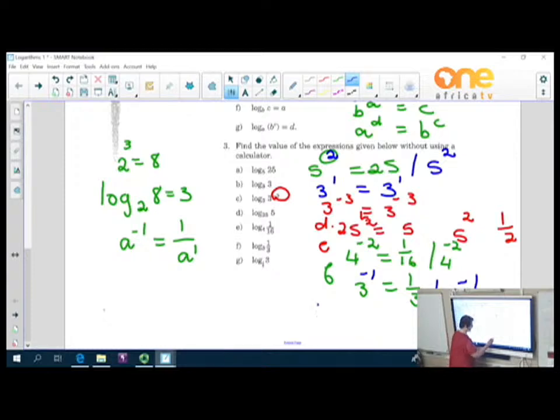And then the last one, number G, a third to the power of what is equal to 3. So I need to change them to the same base. So this one is then 3 to the power of negative 1.